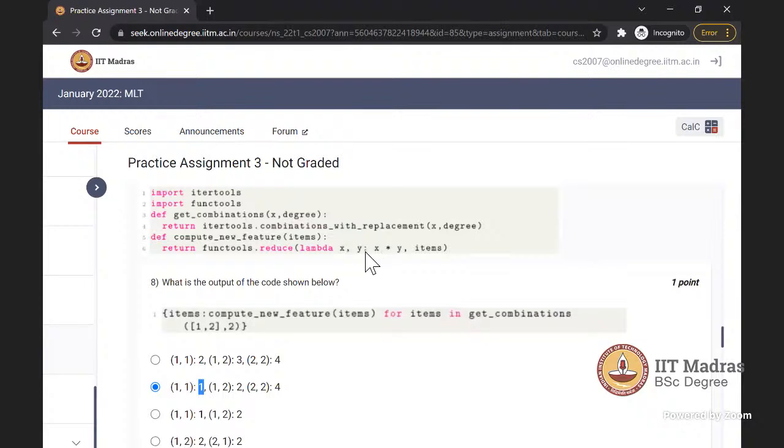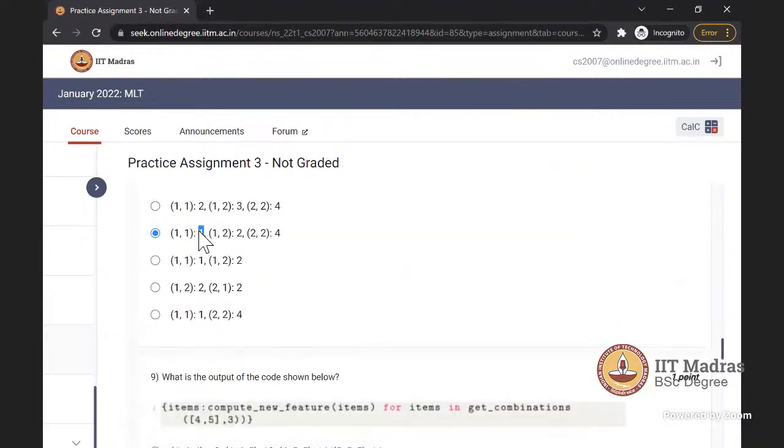X comma y. These are two features. How we are going to get the new feature? By multiplying them. Okay. So 1, 1, what the value we are going to get? 1, 1, 2, we are going to get 2. For 2, 2, we are going to get the value 4.